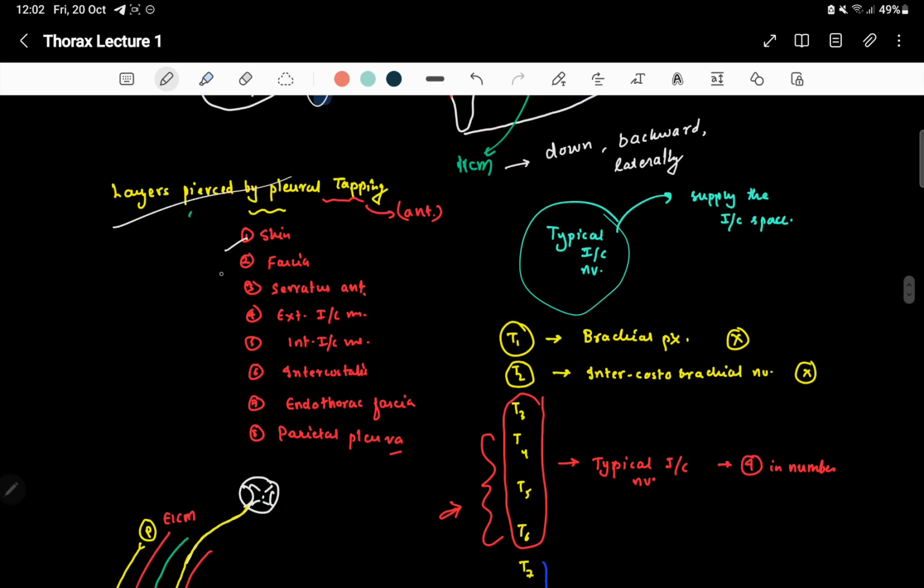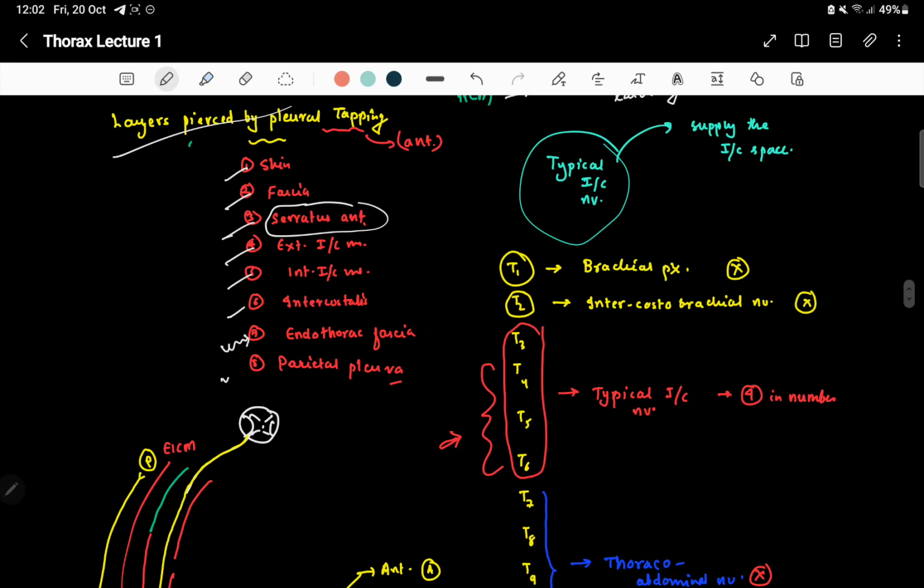Layers pierced by pleural tapping: skin, fascia, serratus anterior is pierced, of course, external and internal intercostalis, endothoracic fascia is pierced, and the parietal pleura is also pierced.